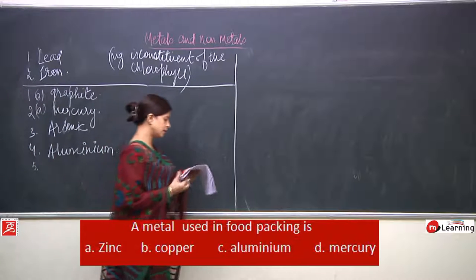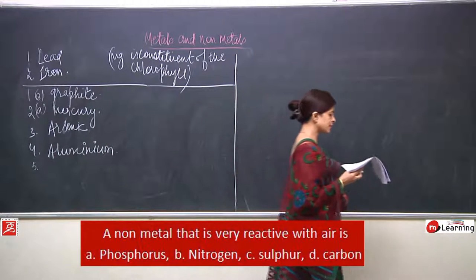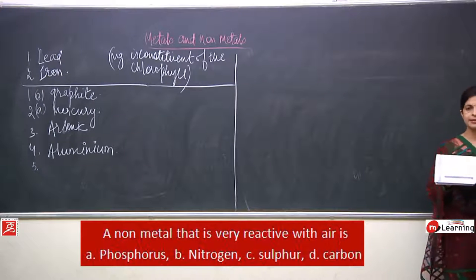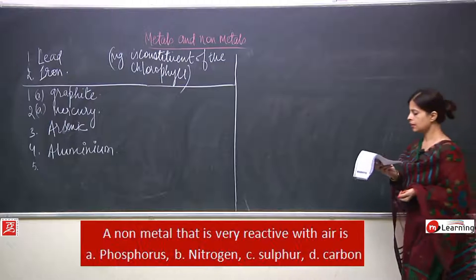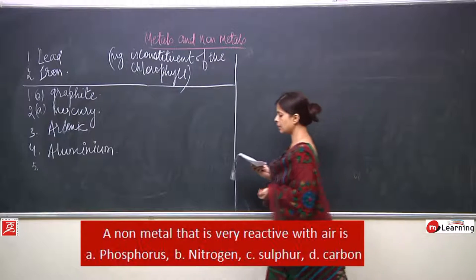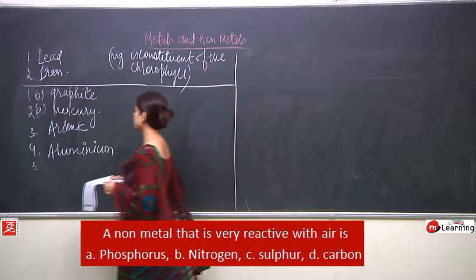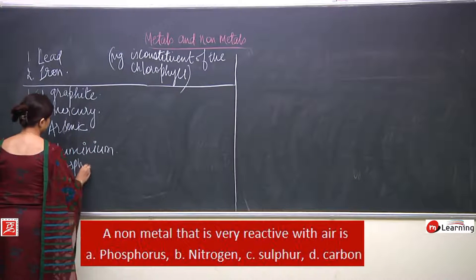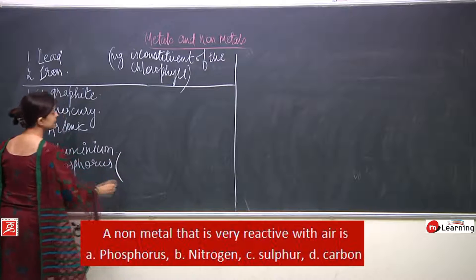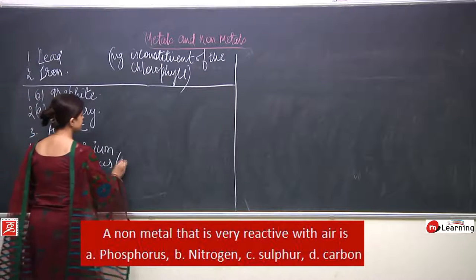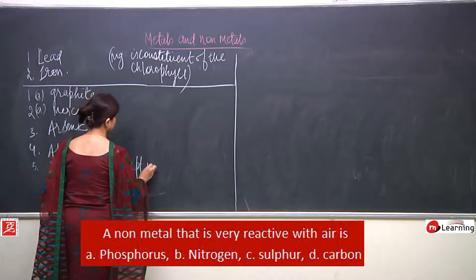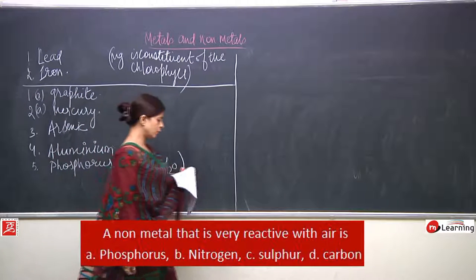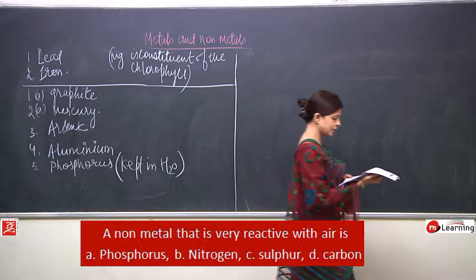Coming to the fifth one, the next question is: a non-metal that is very reactive with air is, options are nitrogen, sulfur, carbon and phosphorus. So the correct answer is phosphorus. And where is it kept? We have discussed the thing. It is kept in water. Okay, it is kept in water. Now please move to the next one.